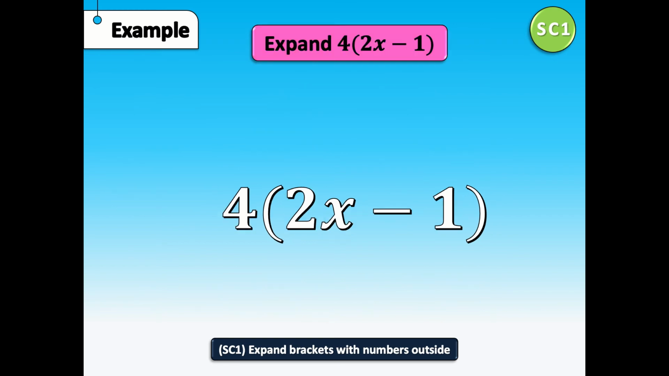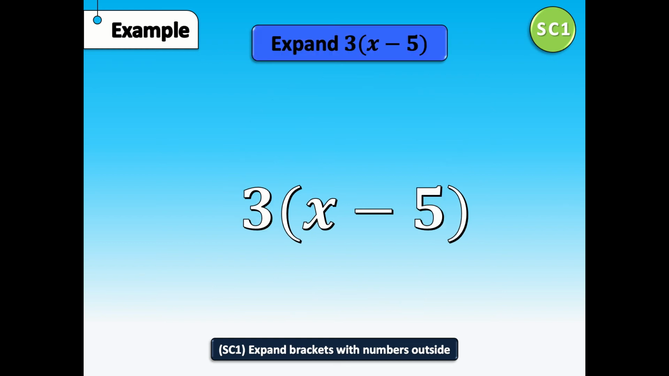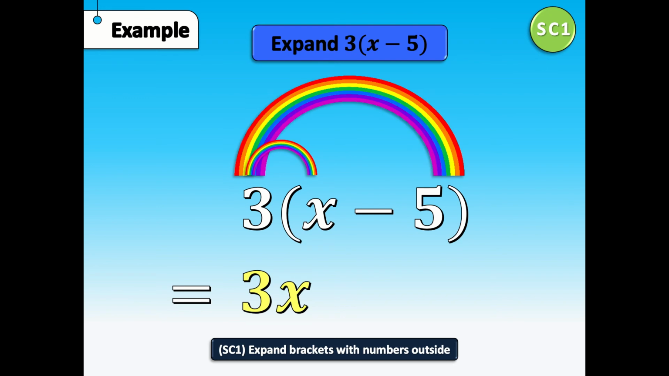For this one, we need to times 2x minus 1 by 4. So we do 4 times 2x, which is 8x, and 4 times minus 1 is minus 4. In this question, we times 3 by x, which is 3x, and 3 times minus 5 is minus 15.